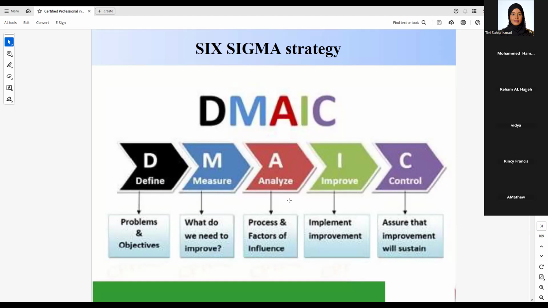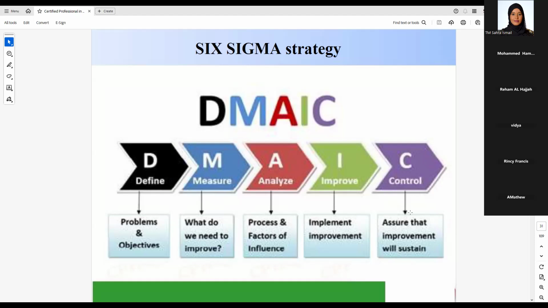And then you analyze your process. So now you know your measures, and then you analyze your process, the factors influencing the process. You do your fishbone diagramming to see why we are having this specific, for example, a score. And then I is for improve. After the analysis, you decide what needs to be improved, and you implement your improvement plan.